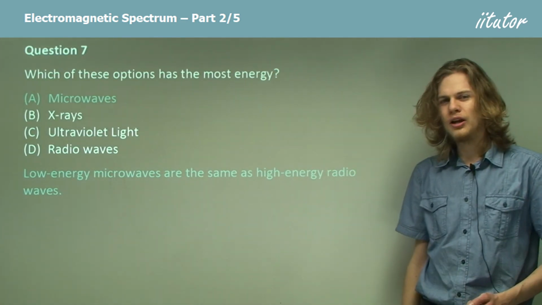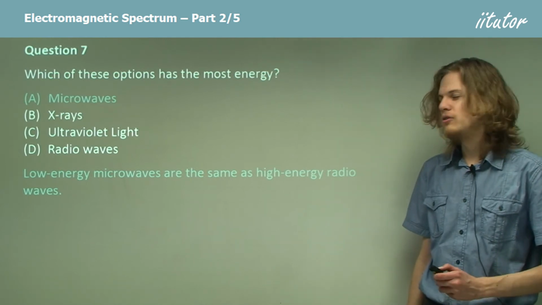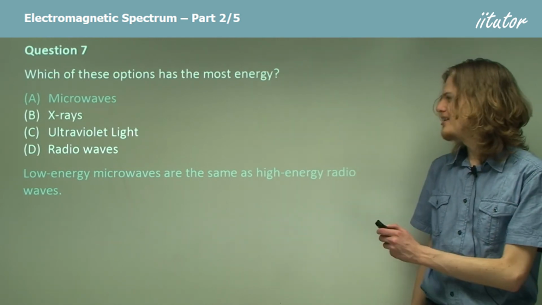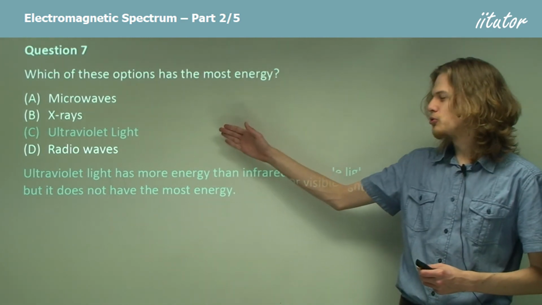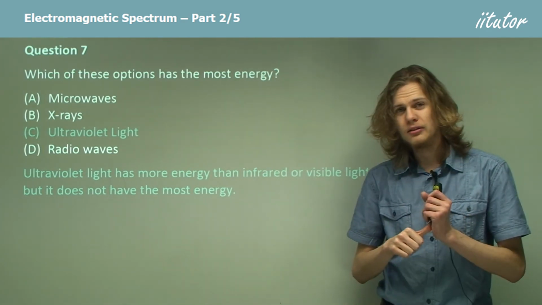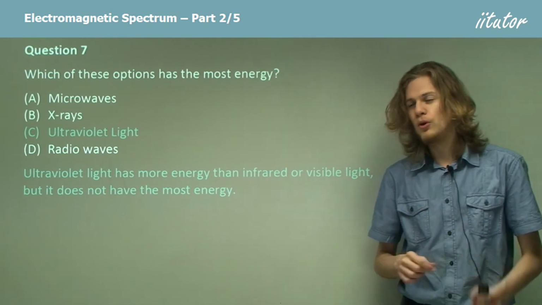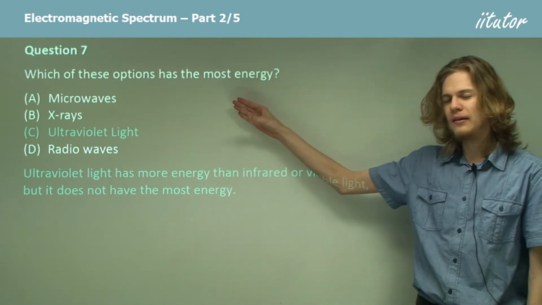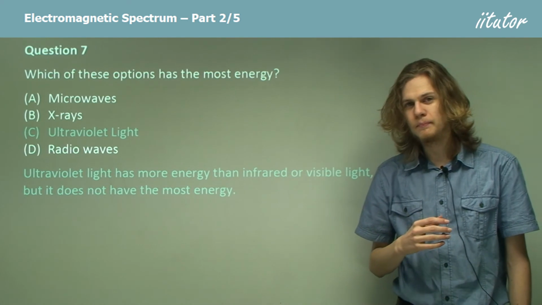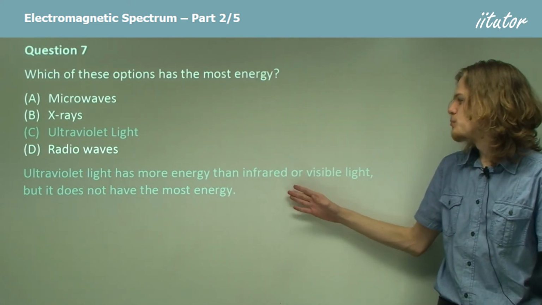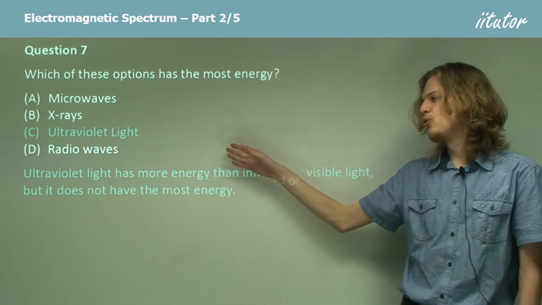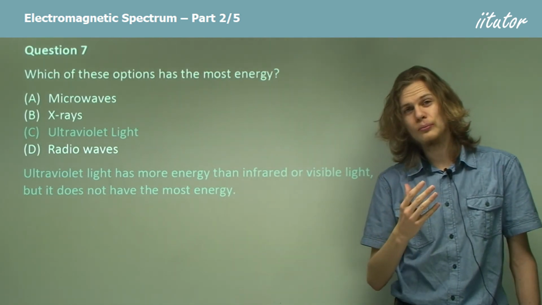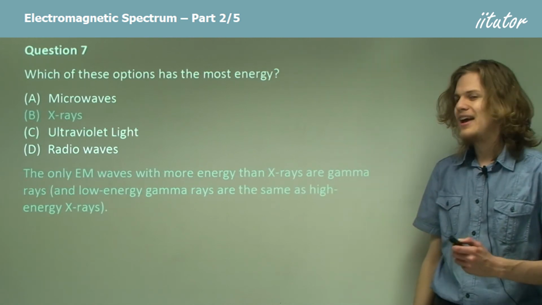Alright, moving up to higher energies and making a few jumps and bounds, we'll end up at ultraviolet light. Now in between microwaves and ultraviolet light, we have infrared light and visible light, both of which have more power than microwaves but less power than ultraviolet light. So ultraviolet light has more energy than infrared or visible light, but it doesn't have the most energy out of all these options because there's one that I haven't got to. And that is, of course, X-rays.